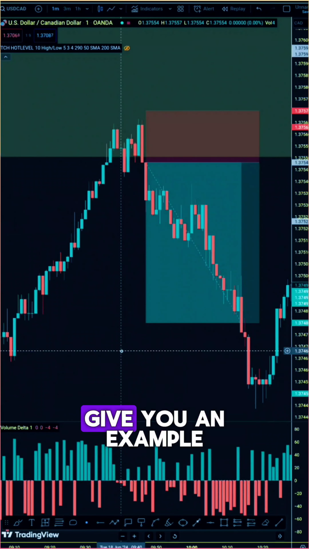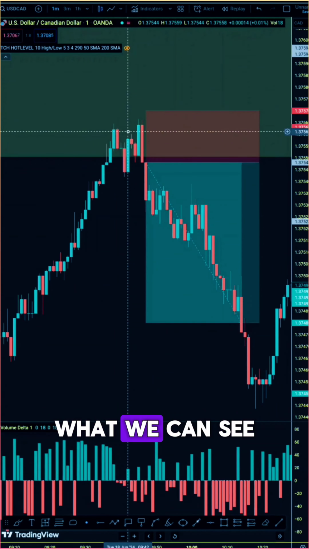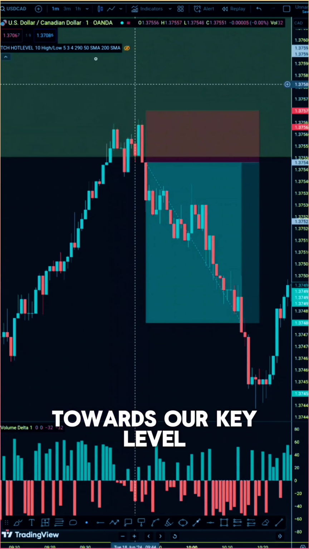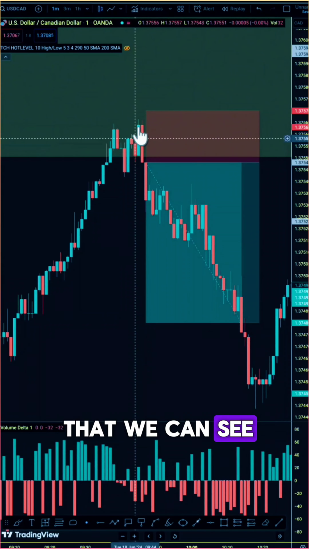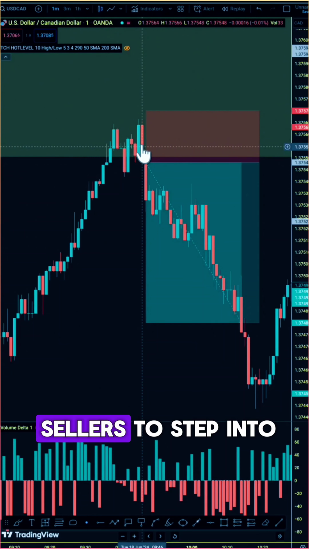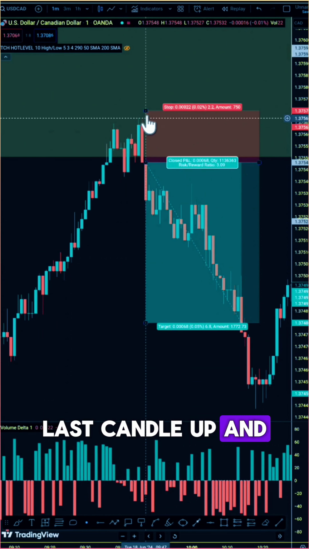the downside. So now let me give you an example on USD CAD, the trade that we took yesterday. At this point right here, what we can see is that price pushed towards our key level, which is the 68 level key level. All right, and immediately we saw that we can see an M pattern. We were anticipating sellers to step into the market so that we can take advantage of the move. The last candle up and the first candle down.